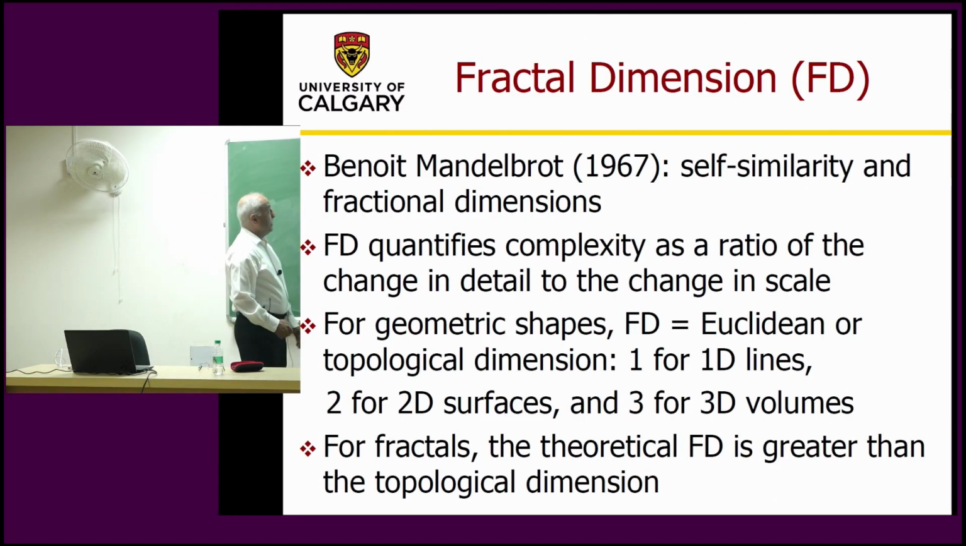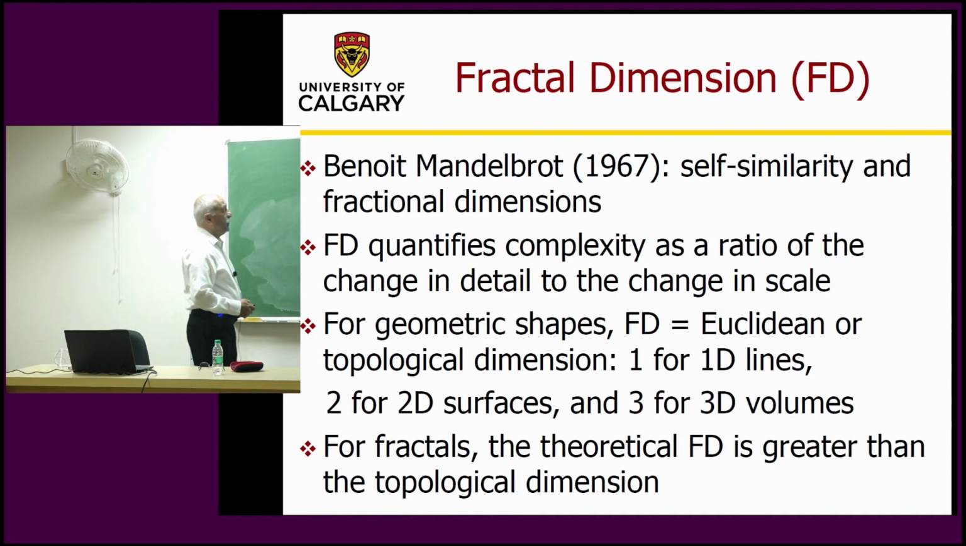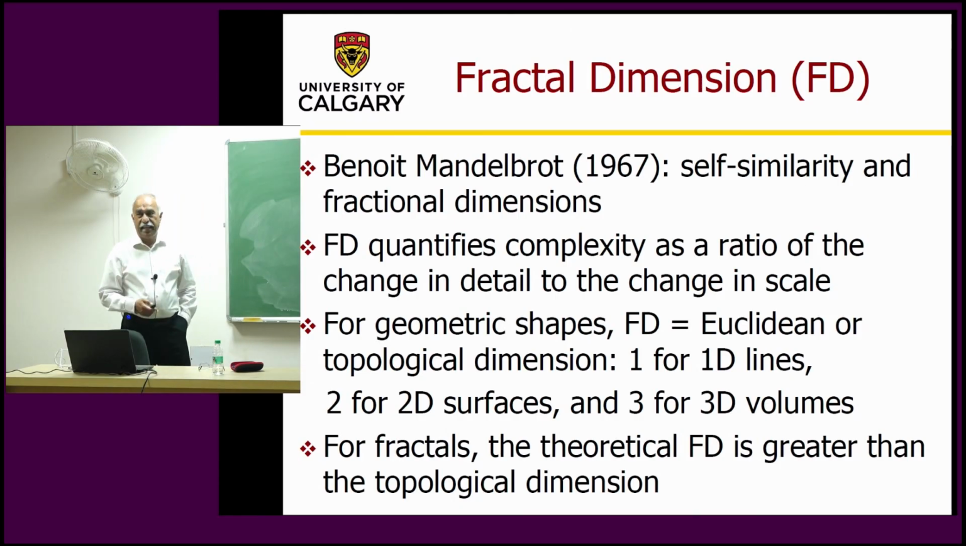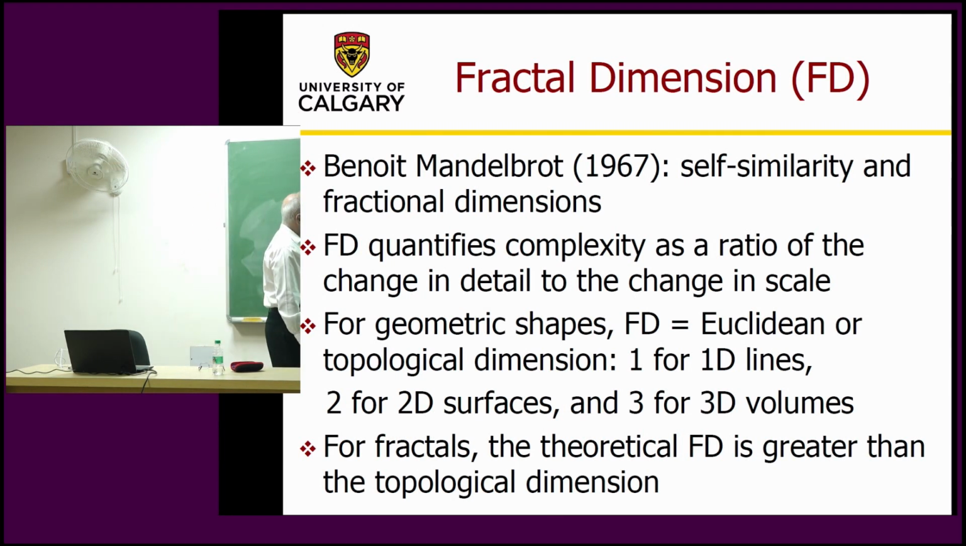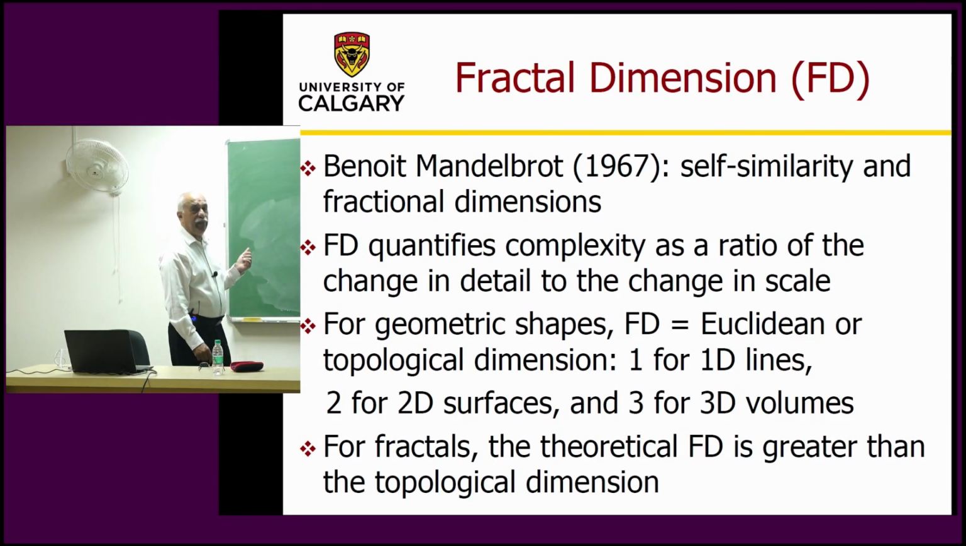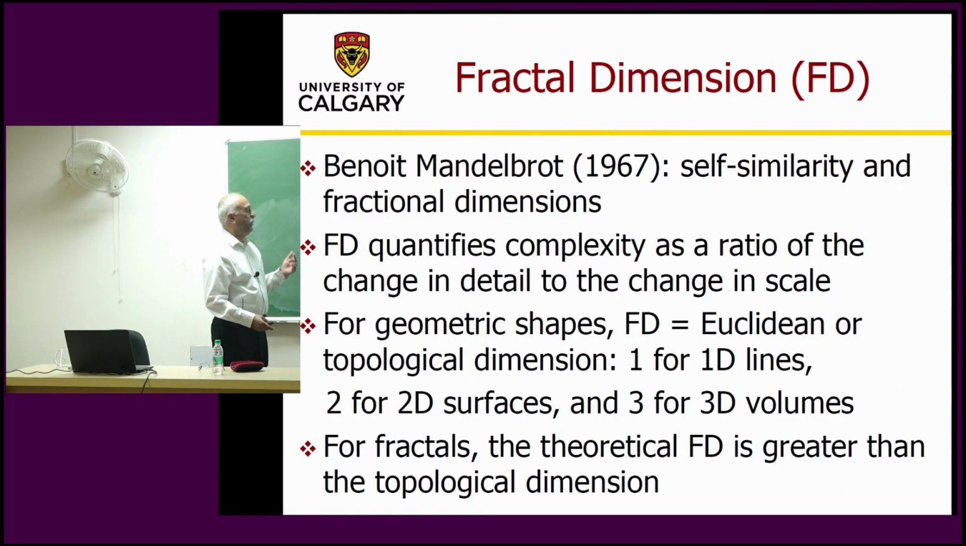So fractal dimension quantifies complexity as a ratio of the change in detail to change in scale of your measurement or viewing of the object or of the substance in the object or the pattern. For geometric shapes, fractal dimension is equal to Euclidean or topological dimension, 1 for 1D lines, 2 for 2D surfaces, 3 for 3D volumes. So this is for geometric patterns. Straight line is 1. But if you draw a curve, some wavy pattern, that's not a straight line. It is something between 1 and 2.